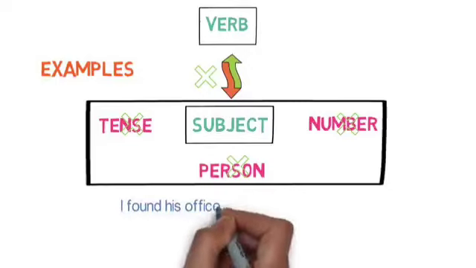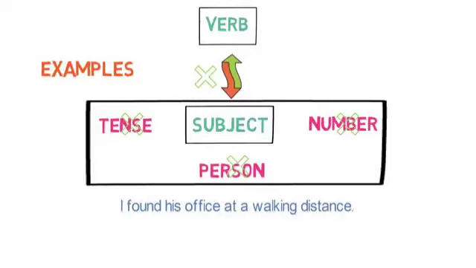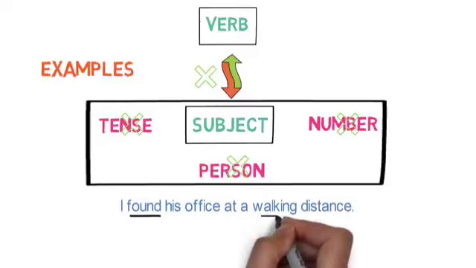Then we will understand their role in the sentence. I found his office at a walking distance. Here the subject is in singular form and the sentence is in past form. There are two verbs here, found and walking.